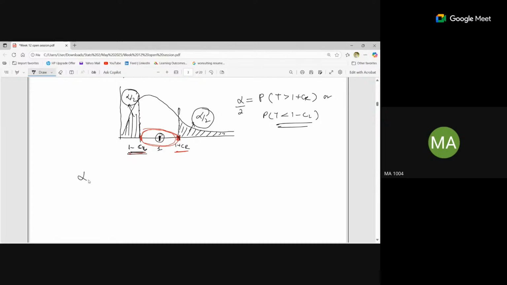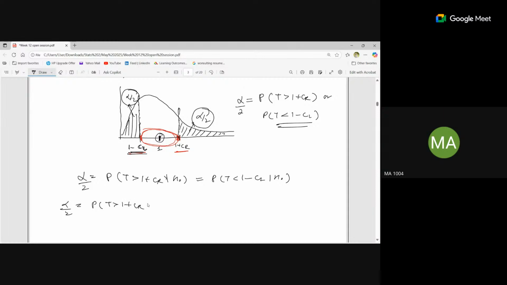So my alpha is what? Probability. If I'm taking alpha by 2, right? So my alpha by 2 would be what? Alpha by 2 is the probability t greater than 1 plus CR if my H naught is true, correct? Or we can say the probability t is less than 1 minus CL if my H naught is true, correct? So if I'm taking this value, alpha by 2 equals the probability of t greater than 1 plus CR.